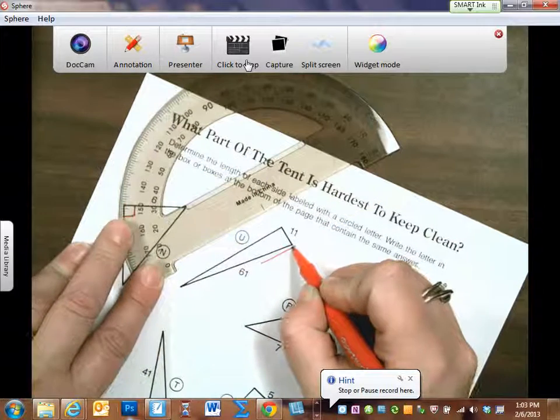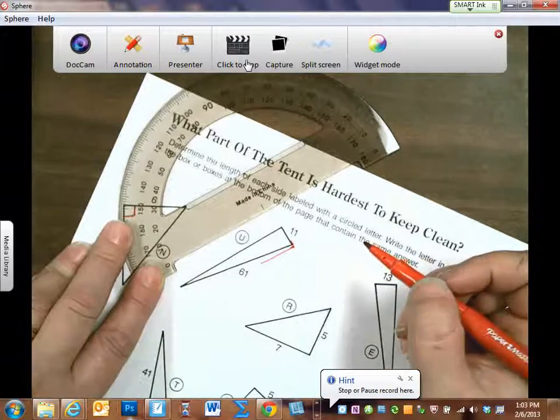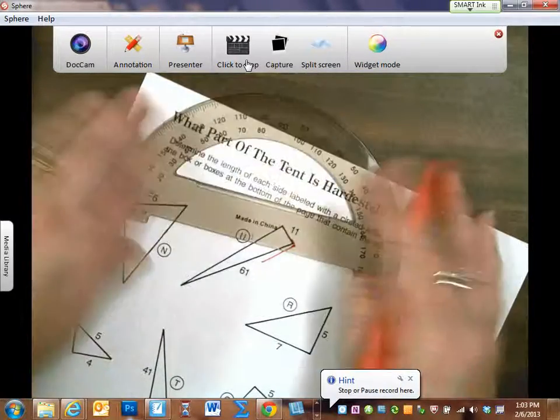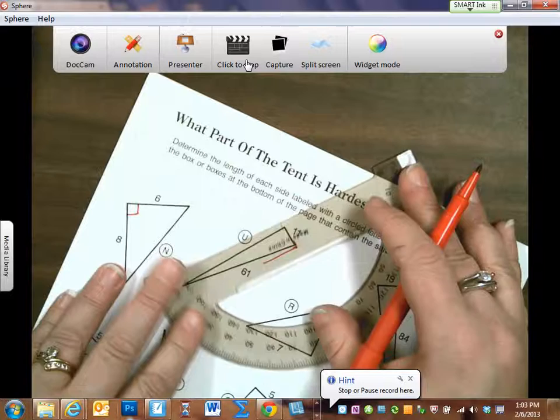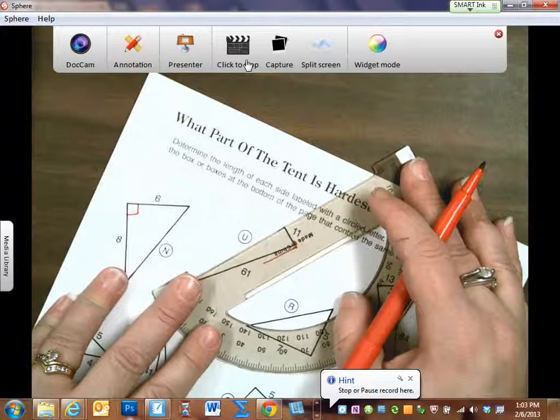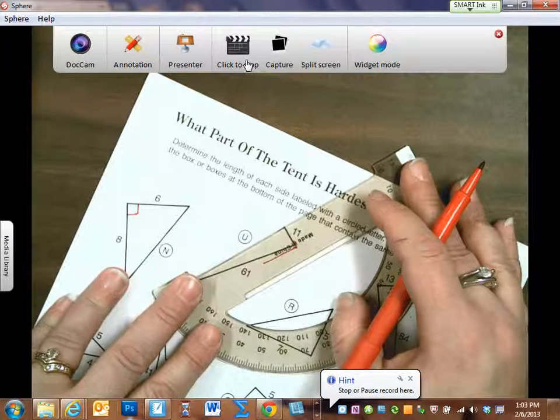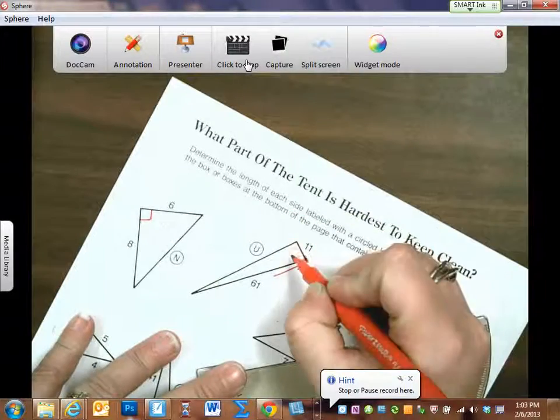And that's obviously not where the right angle is, and it's not going to be a right angle. But let's look at this side. If I match up that, you can notice, look, it lines up perfectly. So that is a right angle. So I know that that one's my right angle.